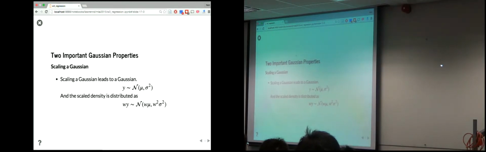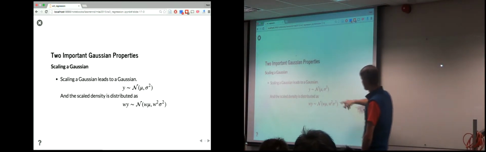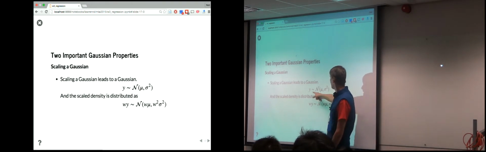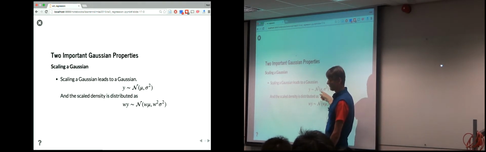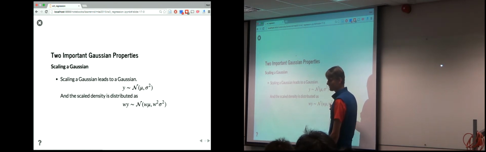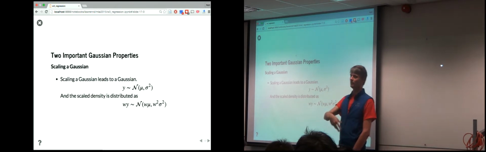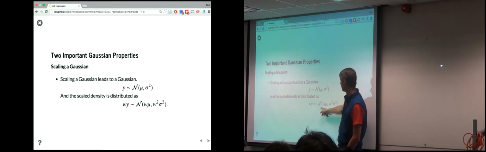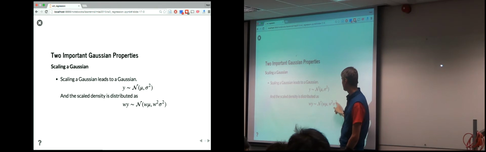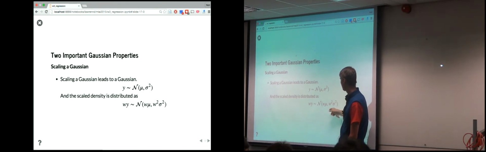So the other one is that scaling a Gaussian also leads to a Gaussian density. If I have a Gaussian sample with mean and variance like this, and then instead of looking at y, I look at y times w, I find its sample is distributed like this. As you can see, why sigma squared is like a scale parameter. It just increases the variance.